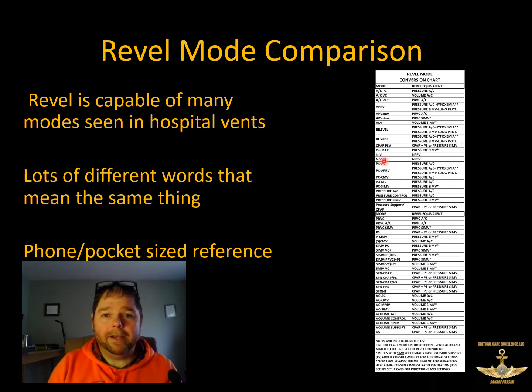And this is a perfect size. When you get the picture file to put on your phone, you can just scroll right through that. You can convert it in such a way where you can put it on your badge or in your pocket or wherever you keep your references. This is just an easy way to find what the hospital mode is and then compare that to what our ventilator is and what it will do.